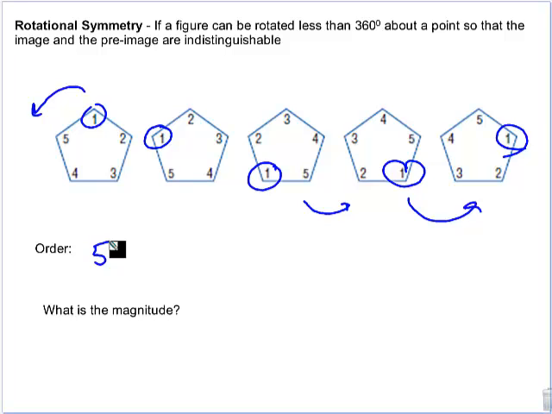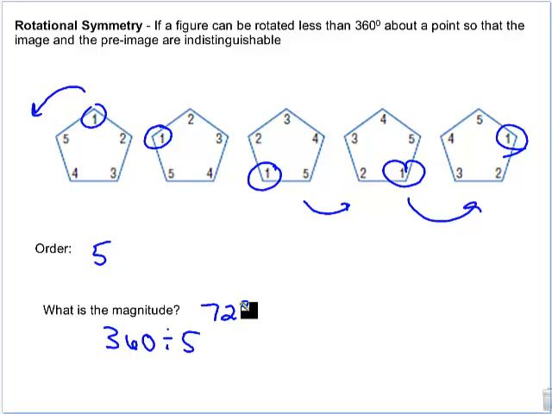If we're going 360 degrees and we move it 5 times, we just do 360 divided by 5. What is 360 divided by 5? Five goes into 36 7 times, you have 10 left over, 5 goes into 10 twice. So 72. This magnitude is 72 degrees. From the first image to the second image, it rotated 72 degrees counterclockwise.